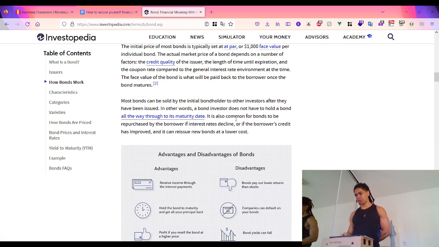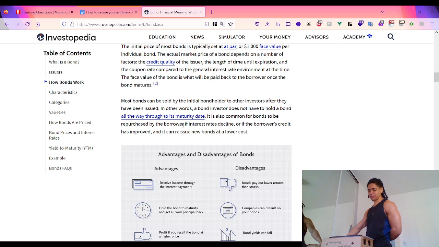It is also common for bonds to be repurchased by the borrower if interest rates decline. And again, if interest rates decline, meaning that the bond value increases, that might happen during an economic contraction. Or if the borrower's credit has improved and it can reissue new bonds at lower cost.